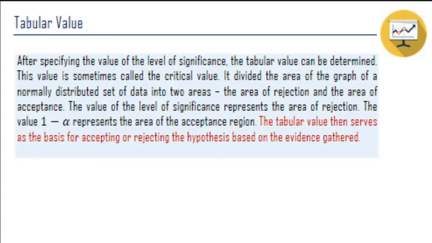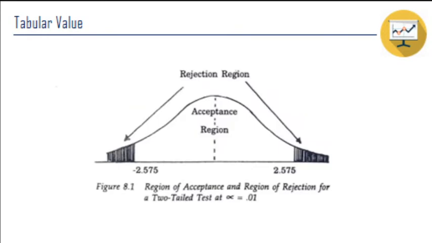The value of the level of significance represents the area of rejection. The value 1 minus alpha represents the area of the acceptance region. The tabular value then serves as the basis for accepting or rejecting the hypothesis based on the evidence gathered. To illustrate, consider a level of significance of 0.01. This implies that the probability of rejecting a true null hypothesis is 1%.